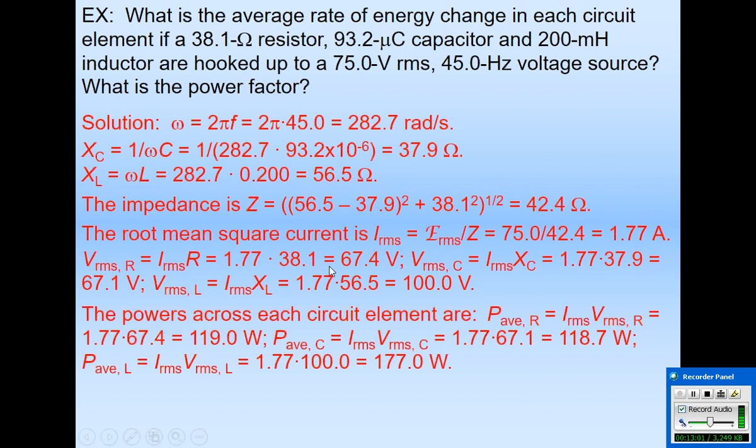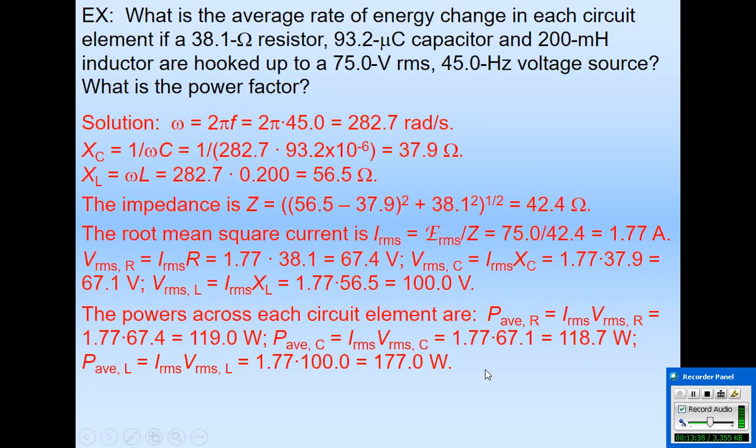Now let's determine the powers. Each of those powers can be calculated as the root mean square current, which is the same for all of them because they are in series, times the root mean square voltage for each of them. So for the resistor, the average power is 1.77 times 67.4 equals 119 watts. For the capacitor, 1.77 times 67.1 equals 118.7 watts. For the inductor, 1.77 times 100 equals 177 watts.